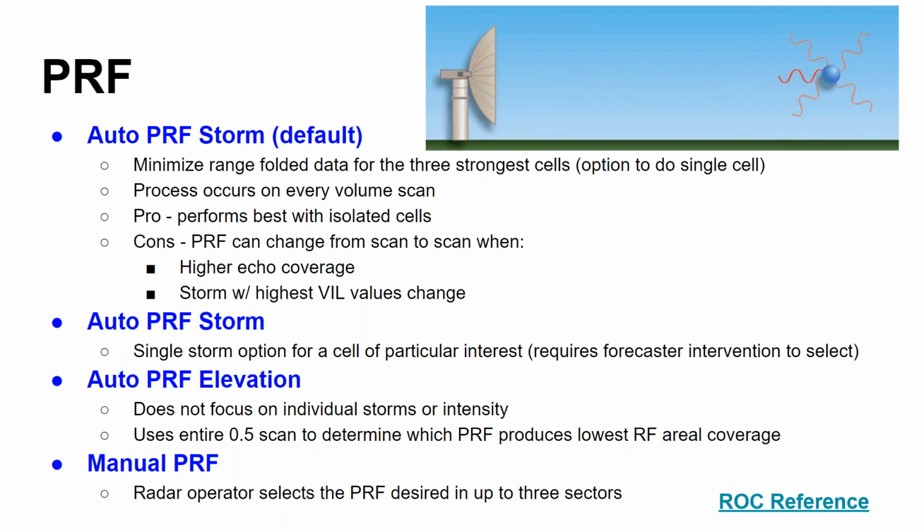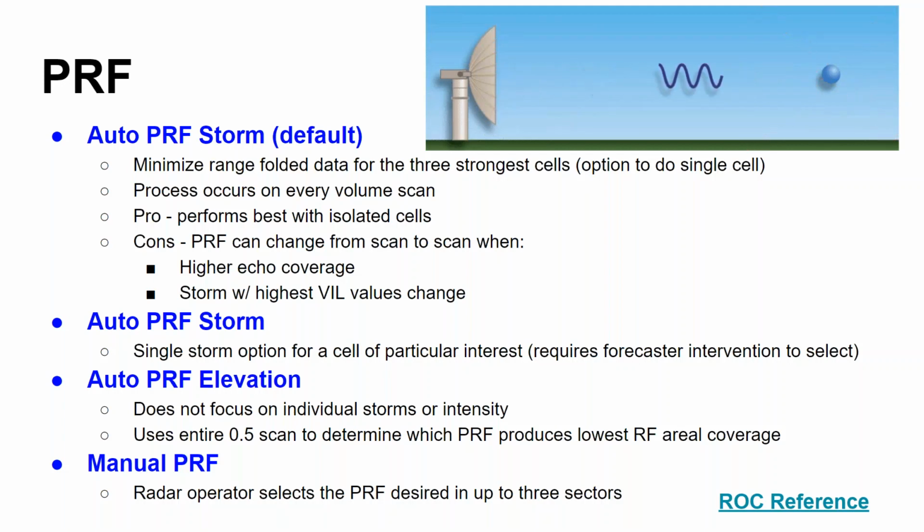The next up is auto PRF elevation, and this is something that does not focus on individual storms or intensity, and it uses the entire half-degree scan to determine which PRF produces the lowest range folding aerial coverage. Auto PRF is also used when there aren't quote-unquote storms around, so there's nothing with VIL over 20, then auto PRF elevation is what is enacted.